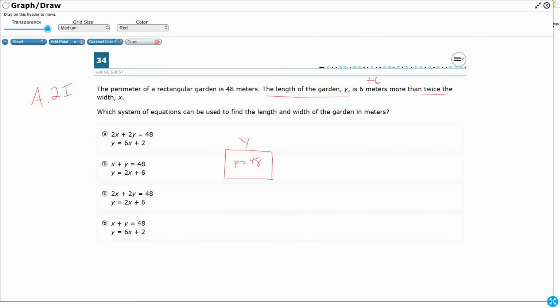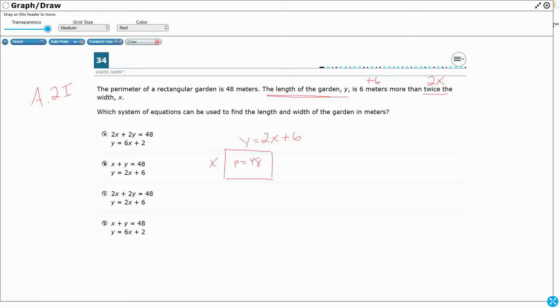Okay, so twice the x. So 6 plus twice x. That's going to be my length. Okay, so that y is going to equal 2x plus 6. Wow. Okay. So that's what that y is. And then my width is just x.